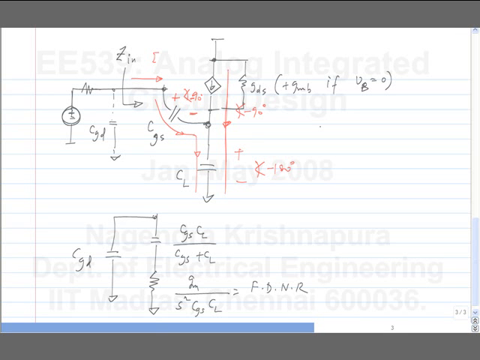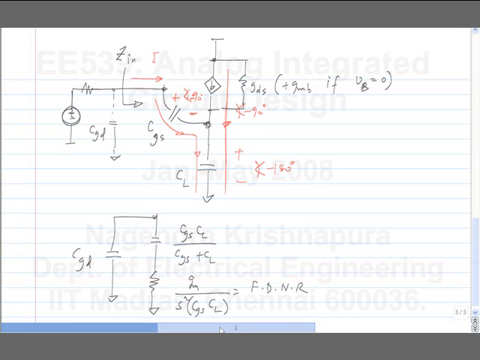So this can be potentially unstable under certain conditions. If you have a heavy capacitive load, note that it depends on the product of CGS and CL. If either one of them is very small, it's not a big issue. It's only when both of them have comparable values that you will run into problems. That is, if you have a large device which has a large CGS, and you have a large capacitive load, you can have a problem.